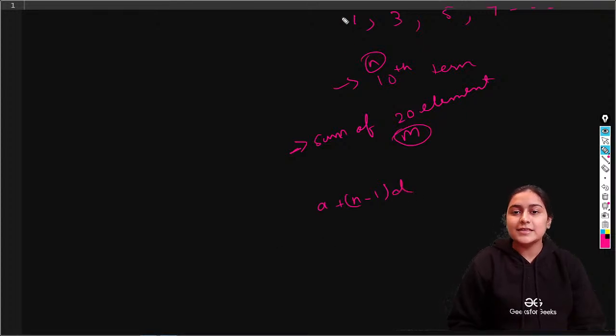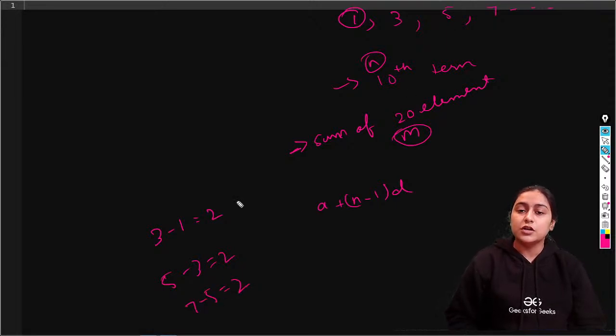So here a is the first element. A हमारा क्या होता है? First element. D क्या होता है? D is the common difference. If you will see second minus 1, second element क्या है? Third. 3 minus 1, तो common difference क्या आ गया? 2. Now again if you will next दो elements को check करोगे तो 5 minus 3 is 2. If you will check again तो 7 minus 5 is 2. So you can see कि हर दो elements के बीच में difference कितना है? 2 का.